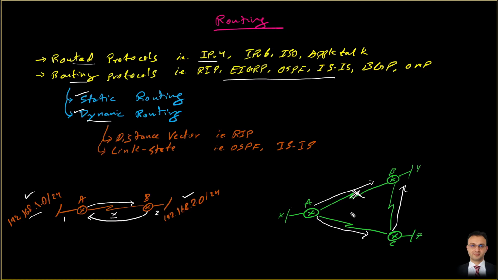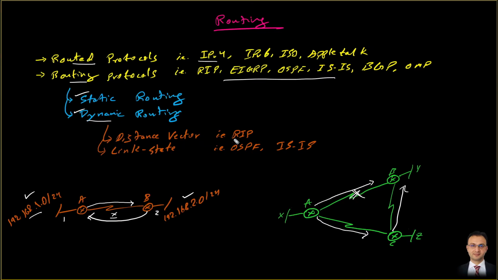If you are having hundreds of sites and thousands of networks and you use static routing, you would have to statically educate every device to route packets from one location to another, to another, to another. That would be administrative overhead. Now there are two categories of dynamic routing protocols: distance vector and link state.